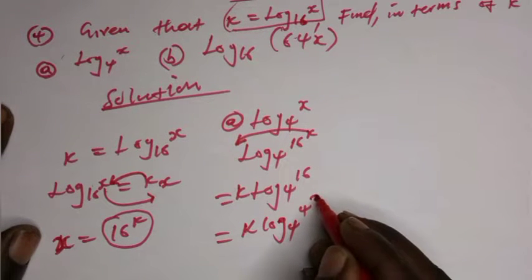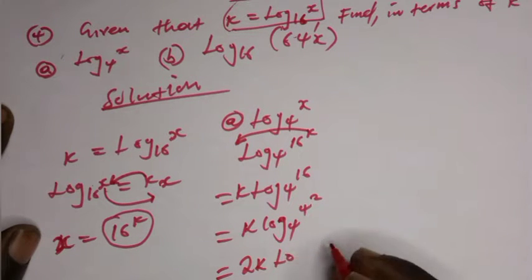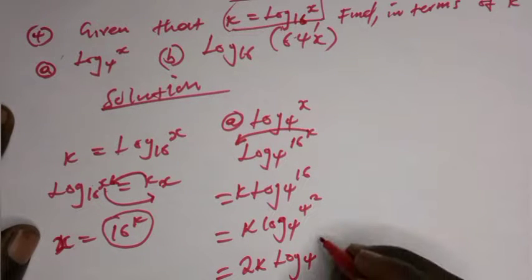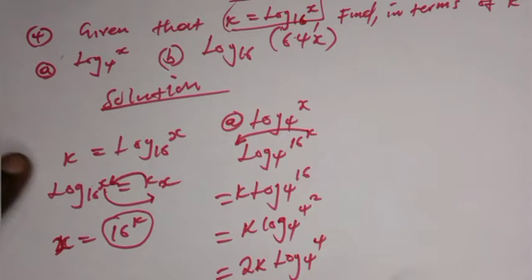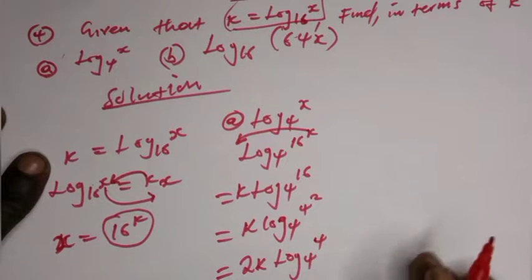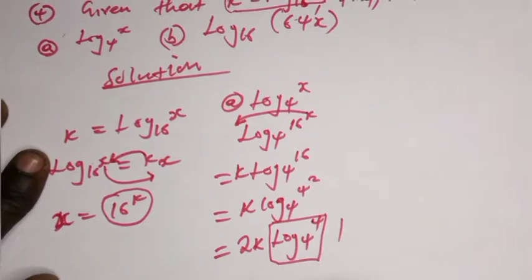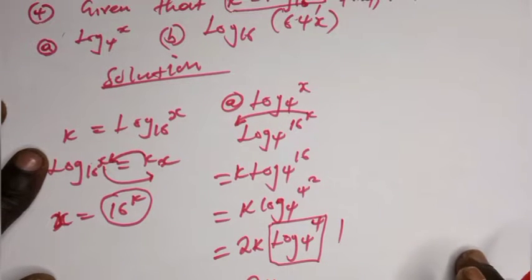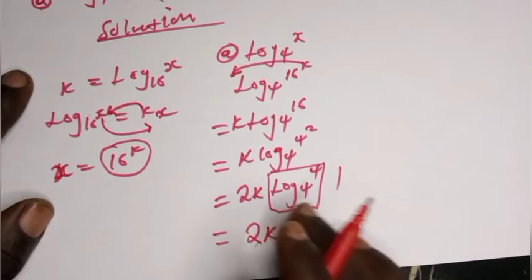So also let's drop this power. It will be 2k log 4 power 4. Log 4 power 4 is 1. So 1 times 2k is 2k.